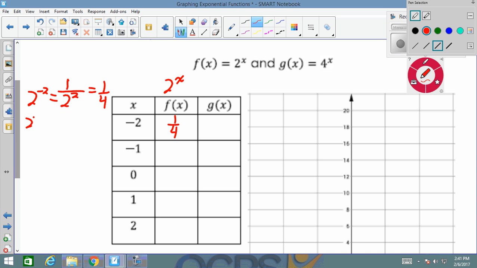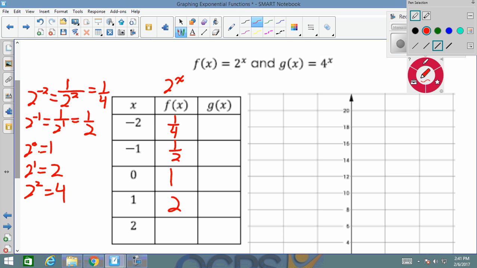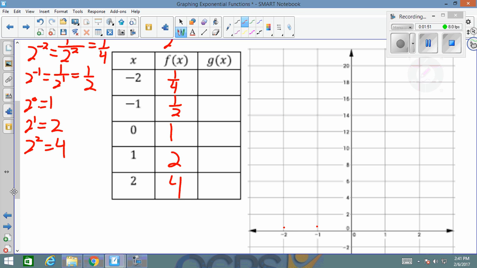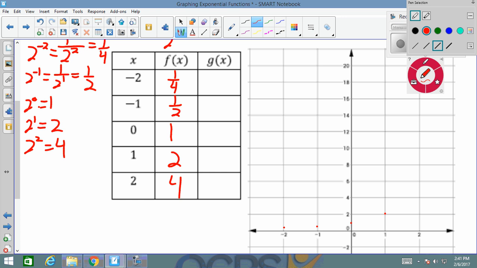So 2 to the negative first is 1 over 2 to the first, which is going to be 1/2. Anything to the 0 power is always going to be 1. 2 to the first is going to be 2. And then 2 squared is 4. So we're going to graph those coordinates. We're going to do the best we can. Negative 2, 1/4; negative 1, 1/2; 0, 1; 1, 2; 2, 4. So it's going to look something like this.